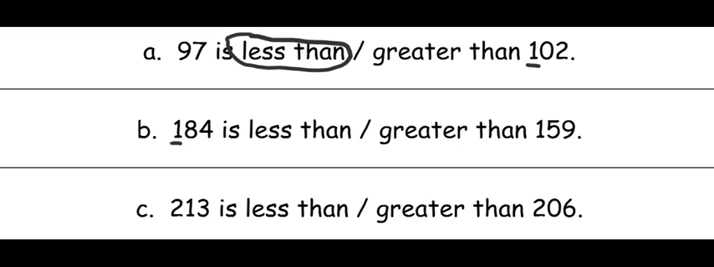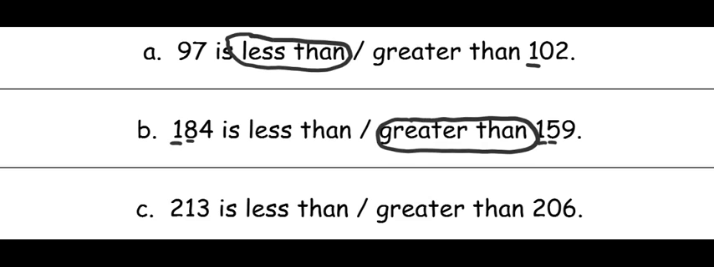In problem B, I have 184 and 159. They both have a 1 in the hundreds place. So that means I need to move to my tens place. In the first number, I have 8 tens. In the second number, I have 5 tens. So I have more tens in the first number, so that automatically makes that number the larger number. So we'll say 184 is greater than 159.